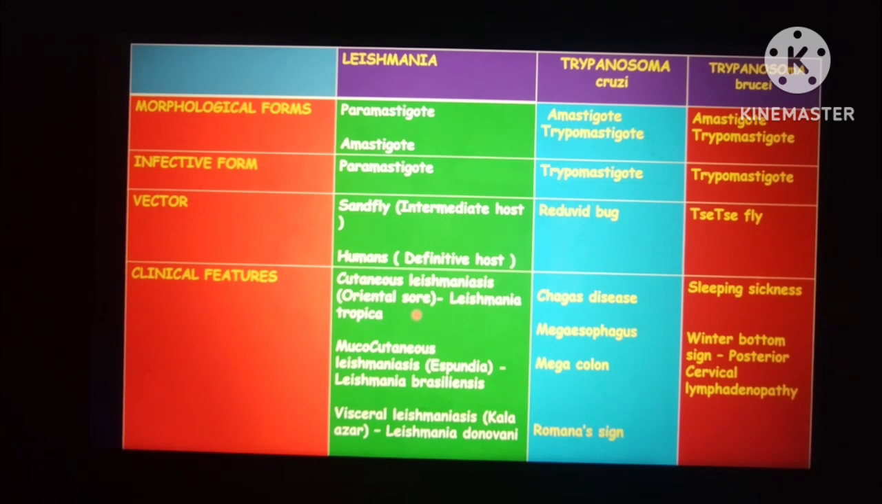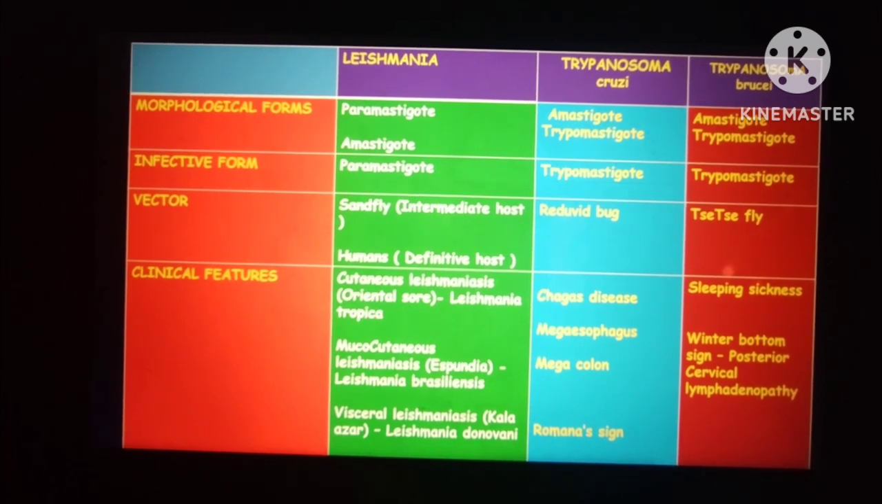Mucocutaneous leishmaniasis causes espundia, which is usually caused by Leishmania brasiliensis. And again, you know Kala Azar, that is a famous term. It is caused by Leishmania donovani, and here you want to remember the Leishman-Donovan bodies. Kala Azar usually presents with a triad, including pancytopenia, and it presents with massive splenomegaly. So you want to remember these two points.